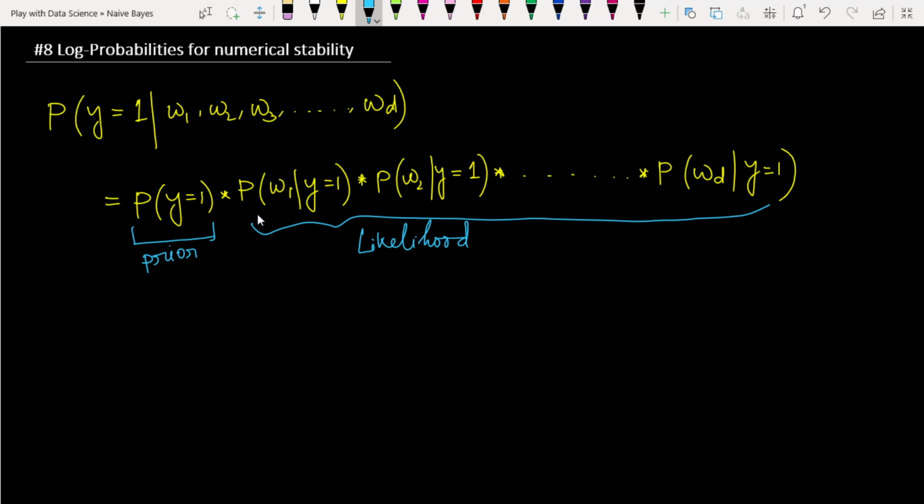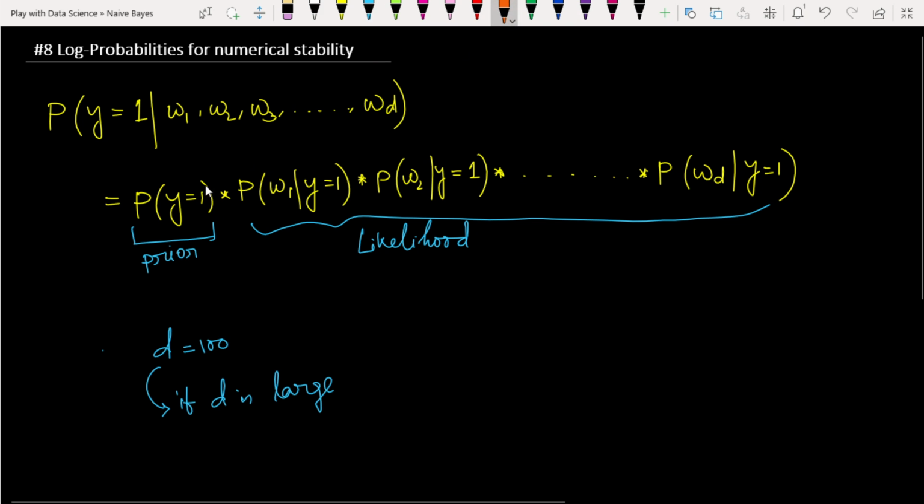Okay, we have seen these things. But the main problem is, suppose our d is equal to 100. If d is large, then we face one problem, the numerical stability problem. So what is this problem actually?